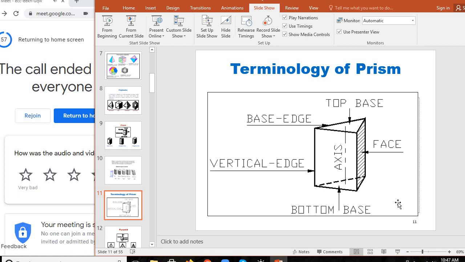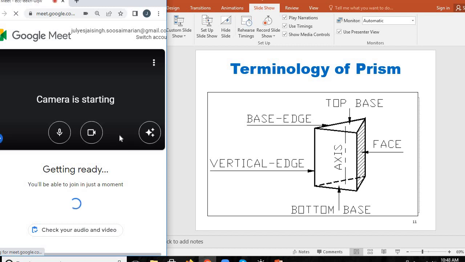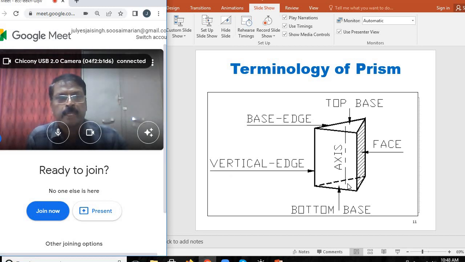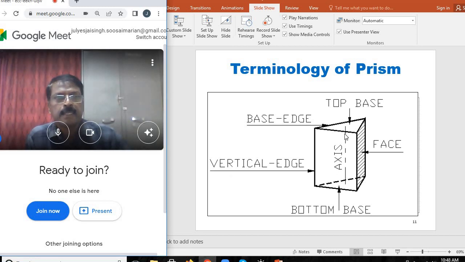So let us go through some of the terminology important for the studies. Terminology related to prism. Okay, so here consider a prism consists of 2 bases. One is top base and another one is bottom base. It is connected with rectangular faces.